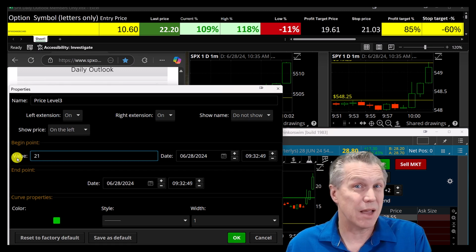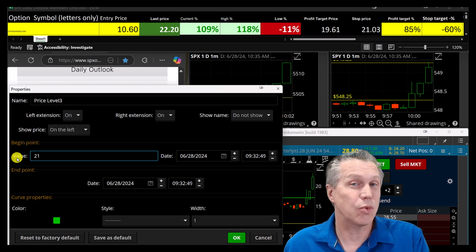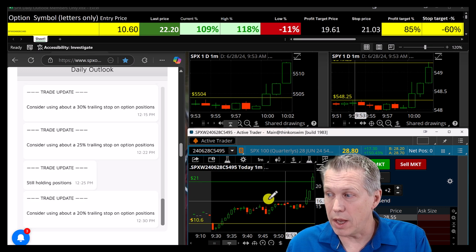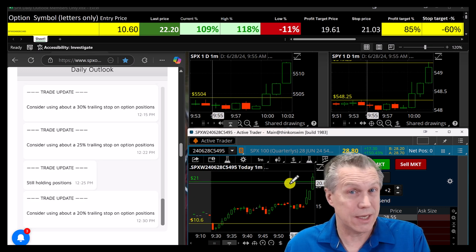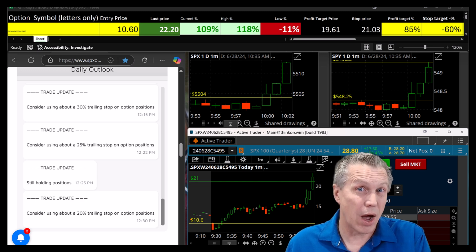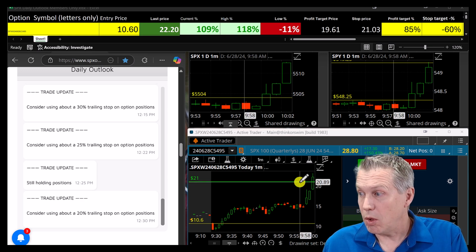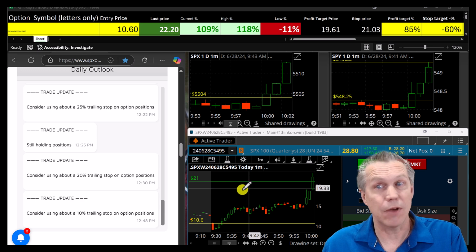Now, oftentimes, I like to round down. Instead of putting 21.03, I might just put 21 on the chart there as a way to identify the level I'm watching. And so we will continue to watch this to see what develops.